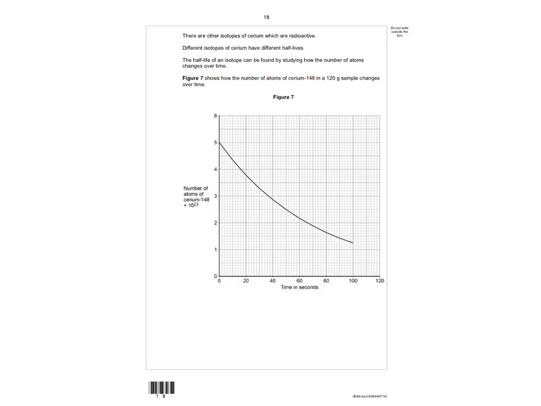Right, we're on to the difficult question now. This is really hard. We're going to talk about the half-life of the isotope, and it shows how the number of atoms of cerium changes over time. So we've got to have a look first of all at anything interesting about this.